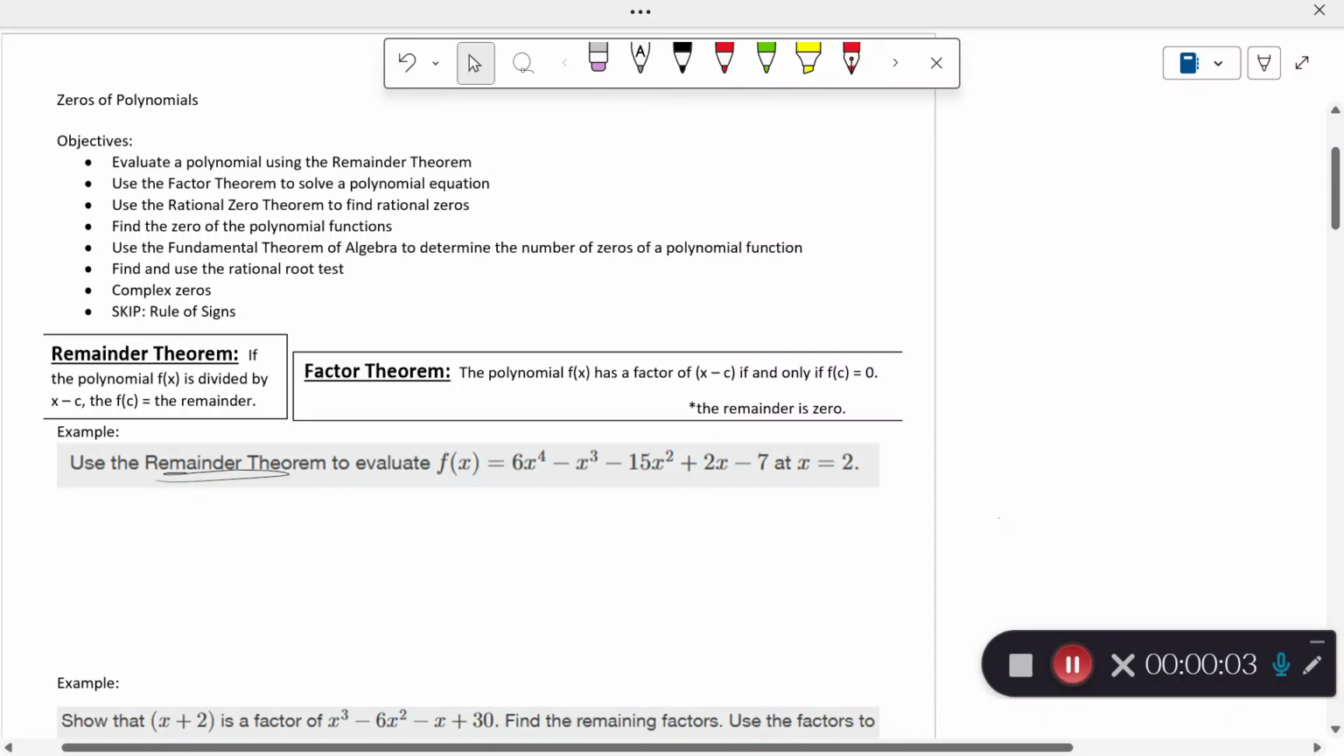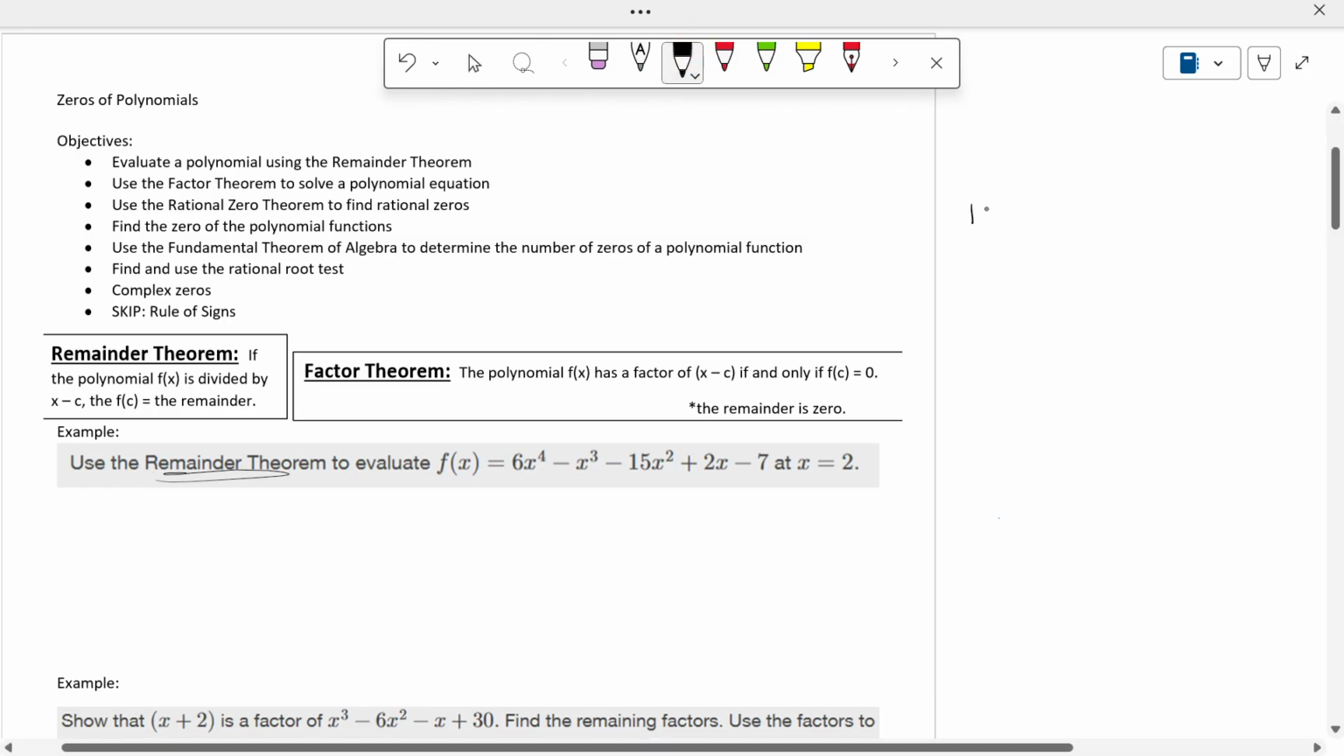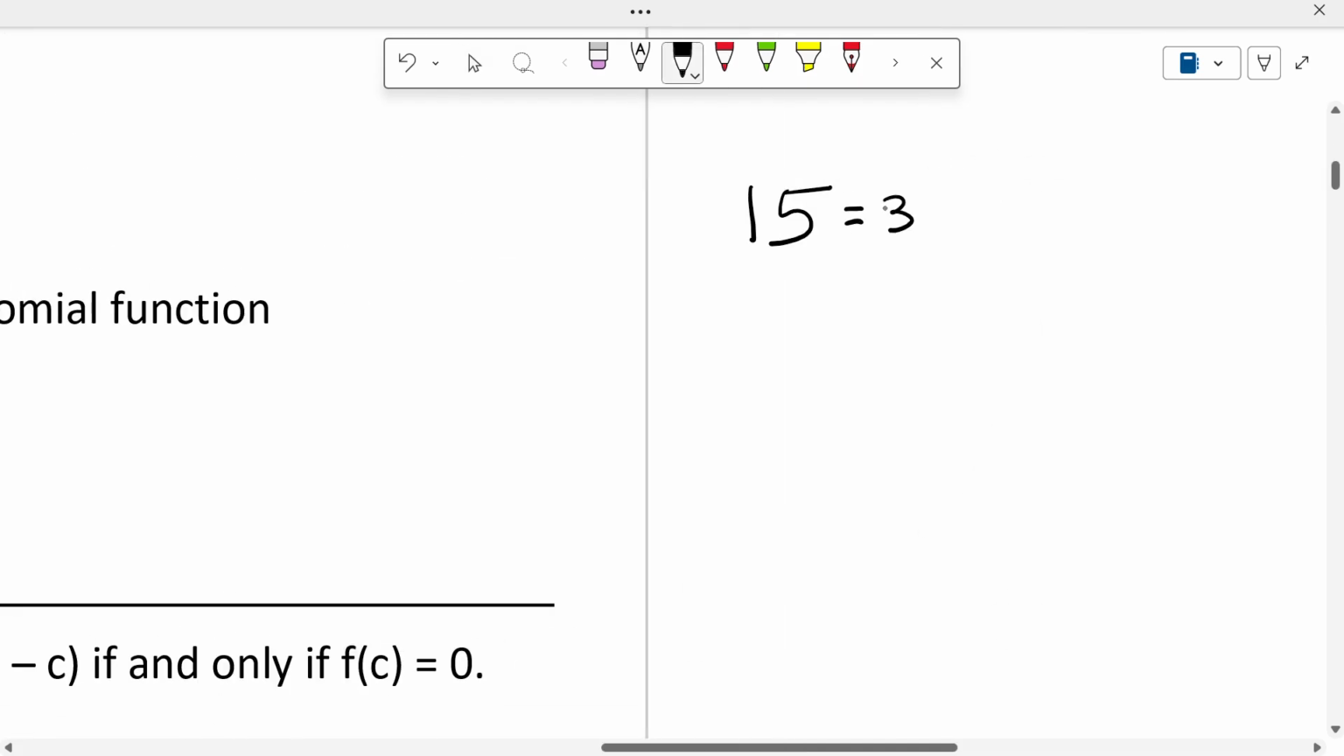Zeros of polynomials. Okay, before we jump into the notes on this, we are going to first consider this. If I have the number 15, I can rewrite it as 3 times 5. Now, I know that there are other factors of 15, but here are two factors. So any two numbers that multiply to make another number, in this case 15, they are factors. I know 1 and 15 are also factors, right? So we know what factors are when it comes to numerical values.